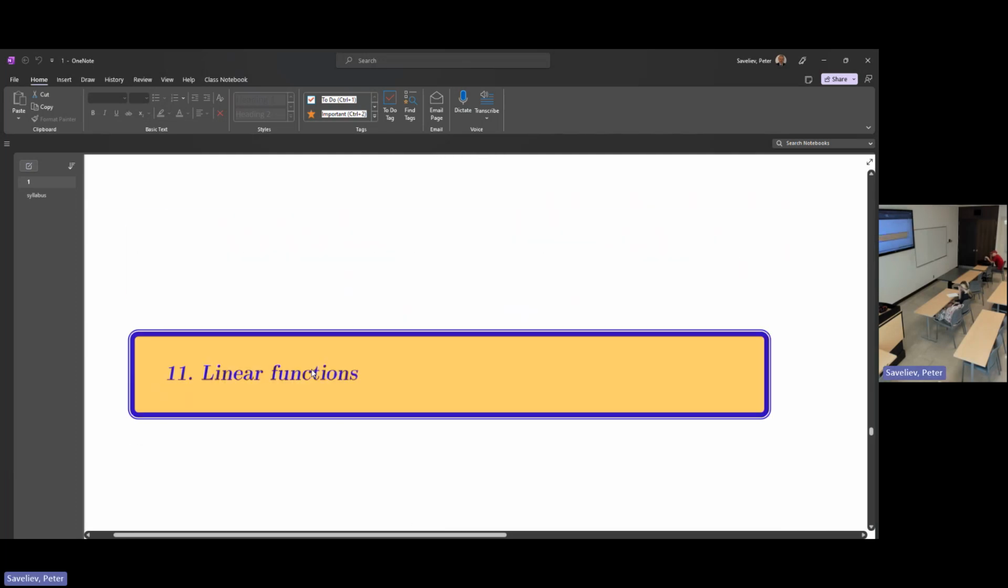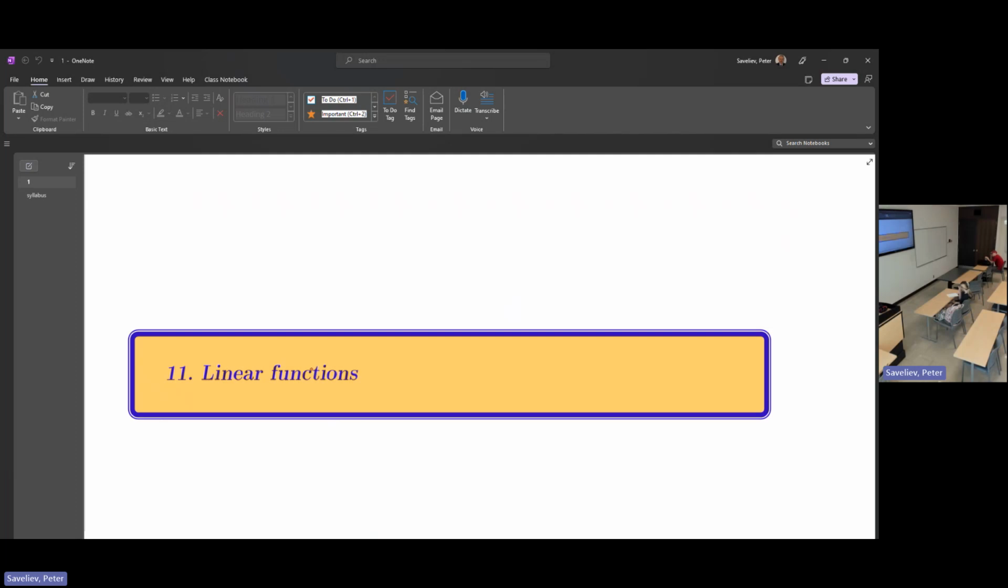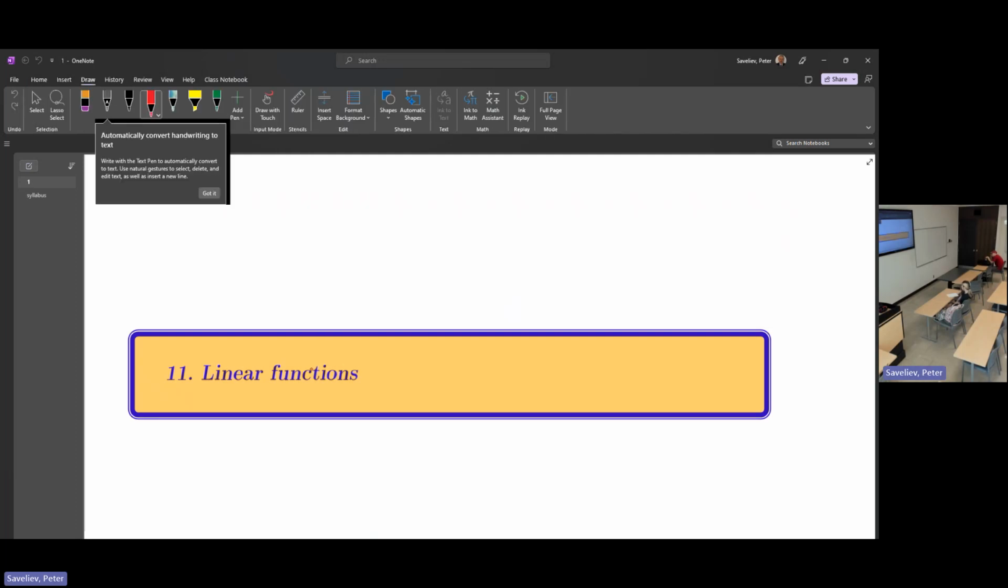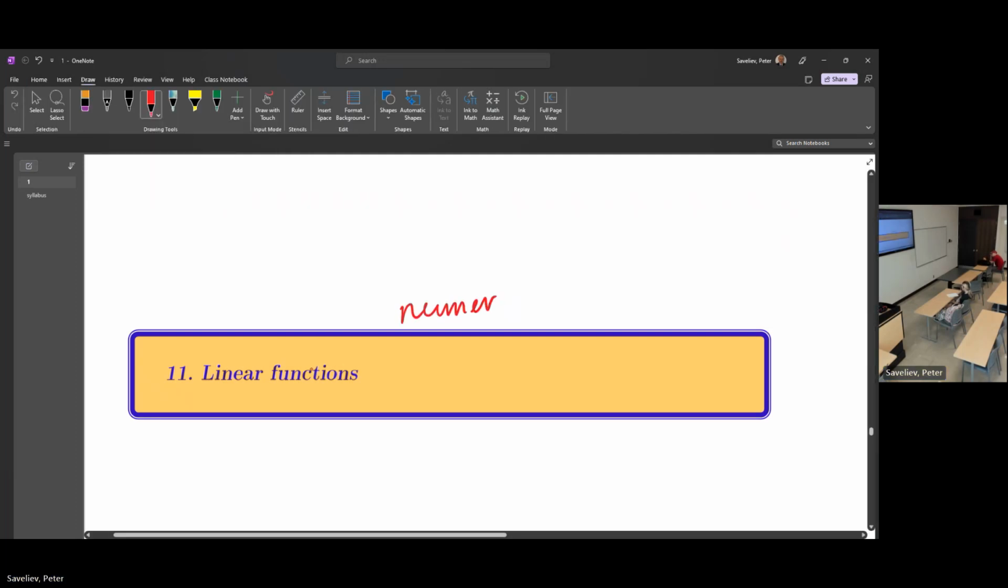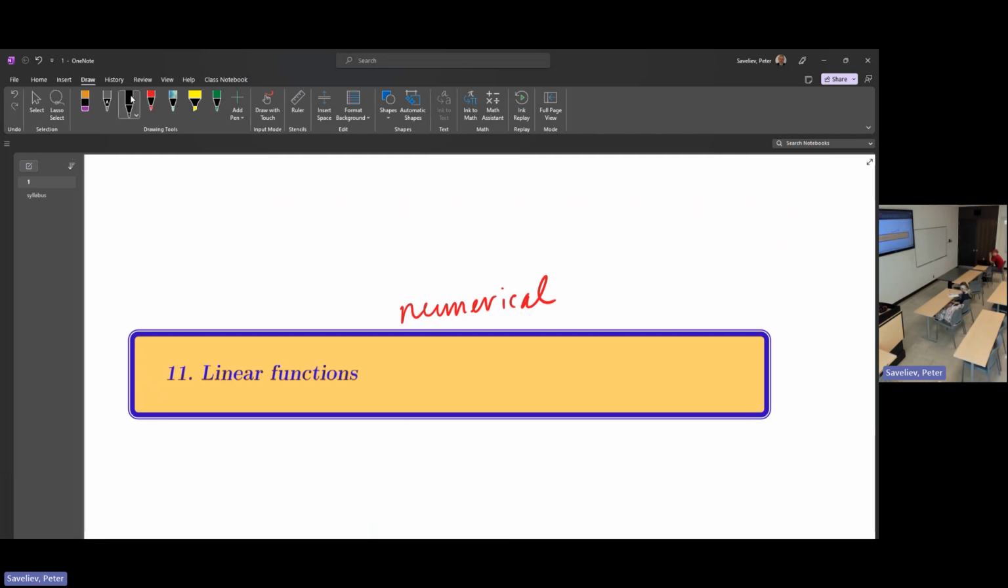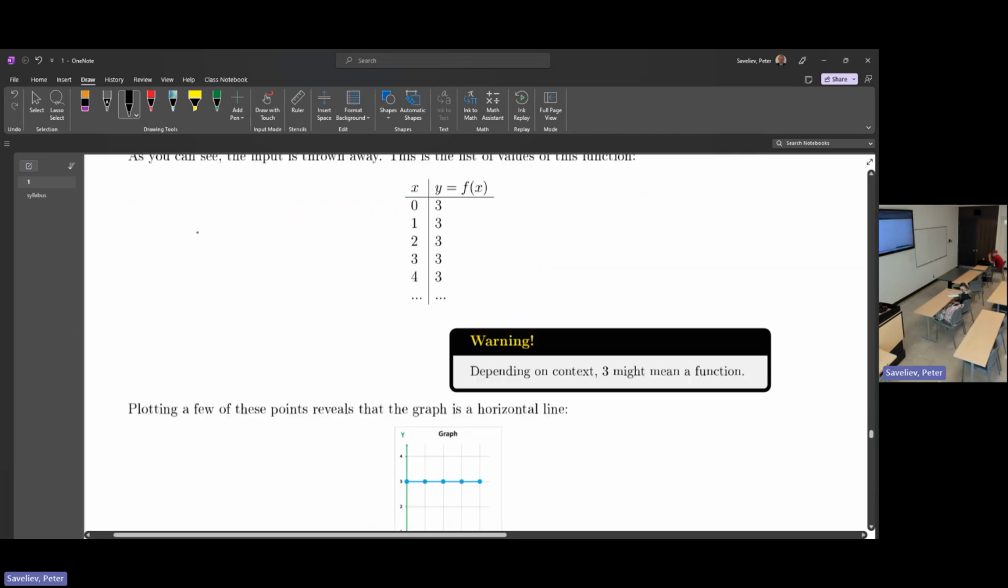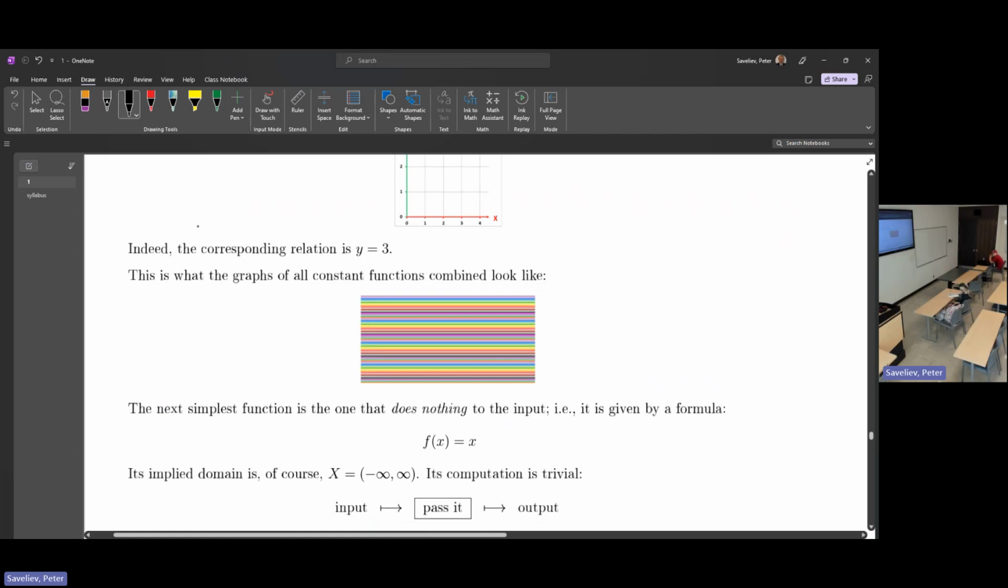So these are just the functions of one variable, numerical functions, meaning input and output are just numbers. This is the simplest setting for our linear functions. Okay, so we're reviewing things that go way back. The simplest linear function is a constant function.